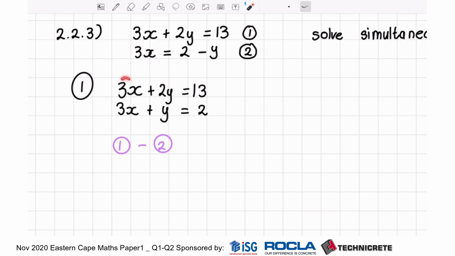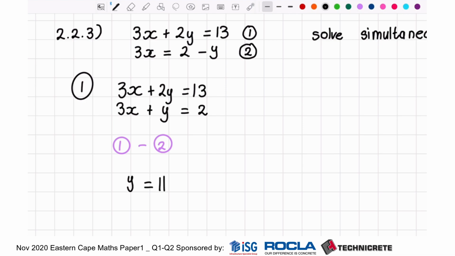And for that, I'm going to say 3x minus 3x, and then 2y minus y, and then 13 minus 2. So the answer that I'm going to get is that 3x minus 3x is 0x, and then 2y minus y is a positive y, and 13 minus 2 is 11.